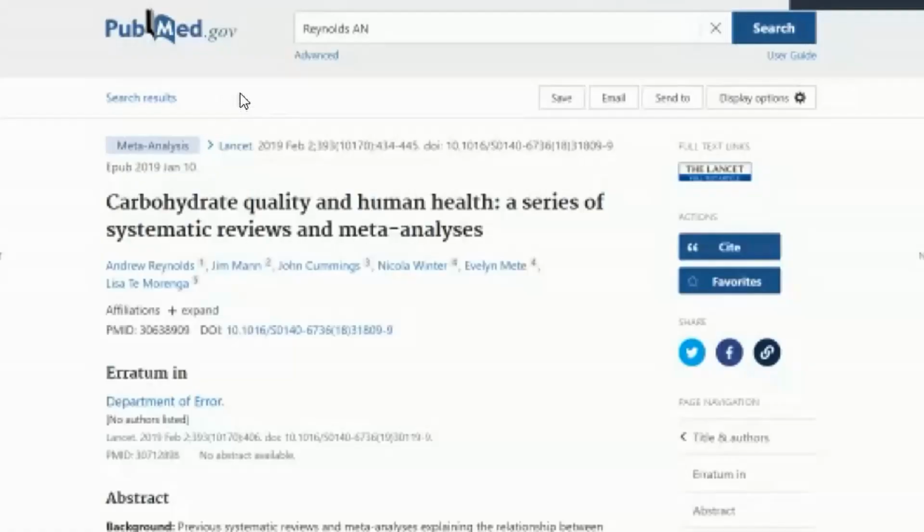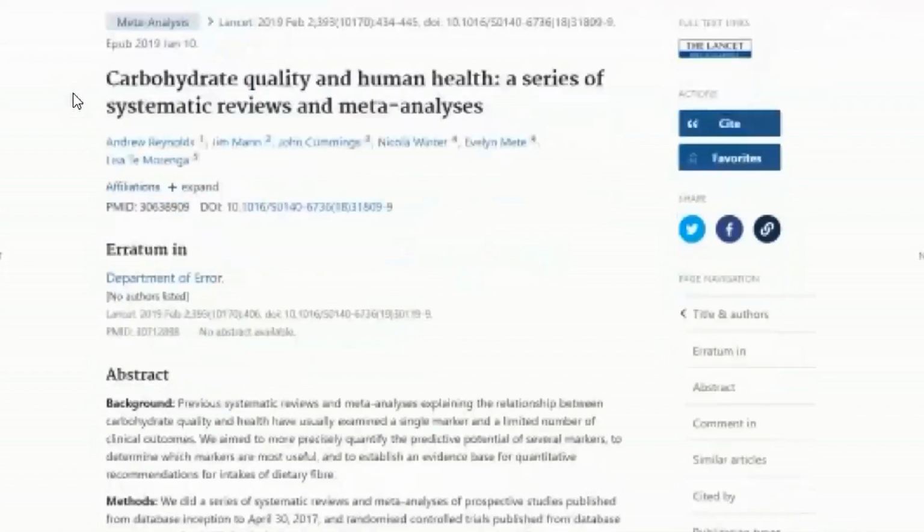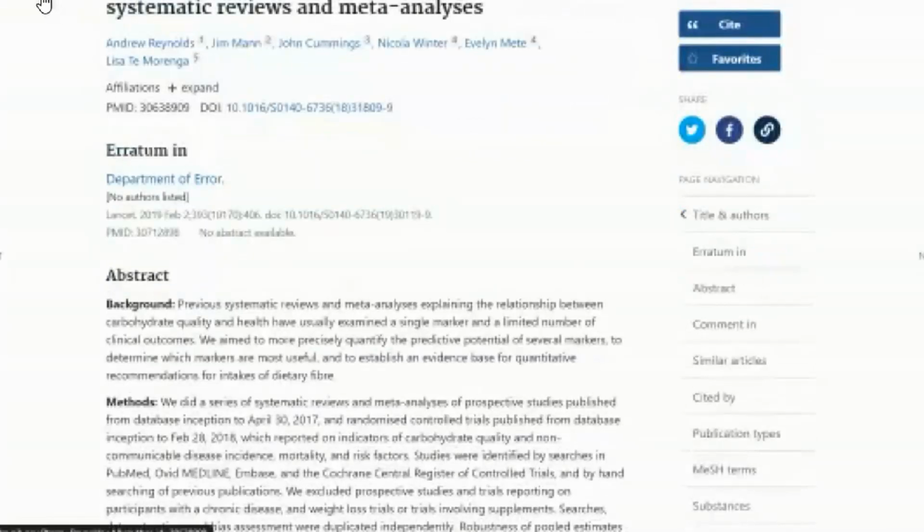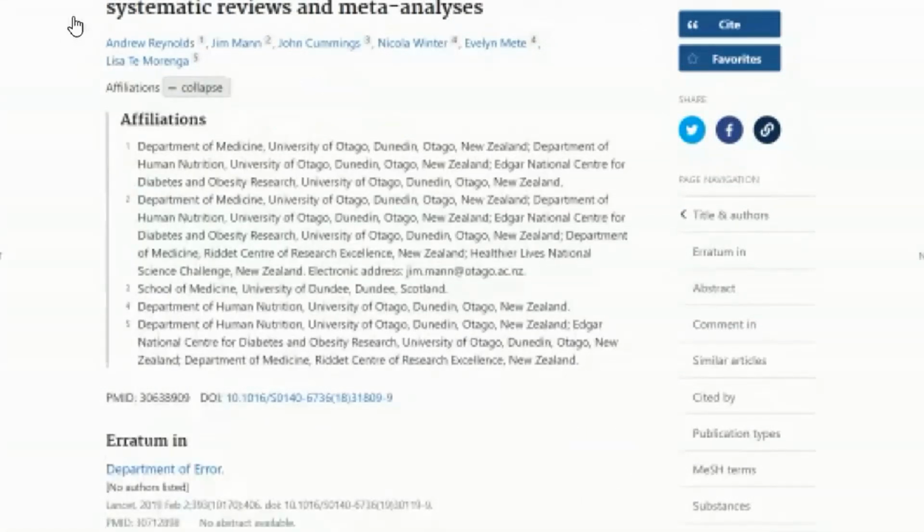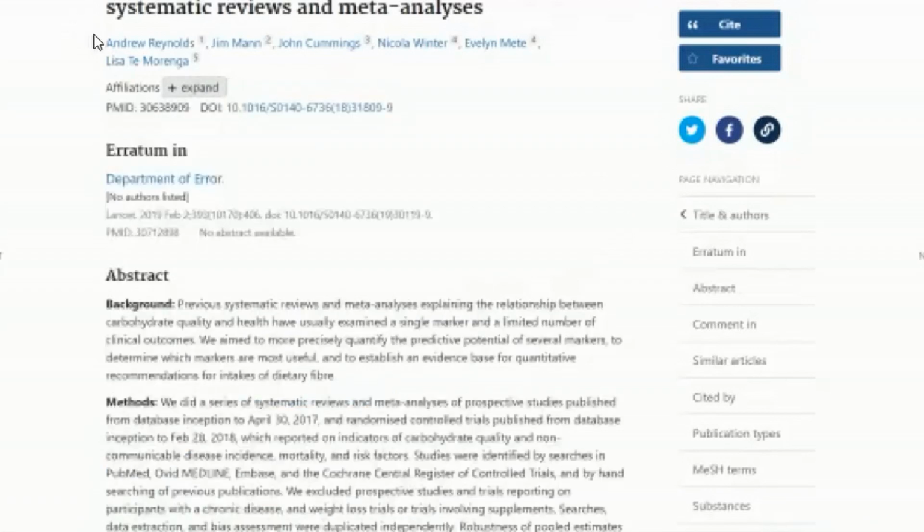So I'm going to try and show you my screen. If we look here, we can see that it's a study on carbohydrate quality, whatever that means. Series of systematic reviews and meta-analyses. So a study of studies, it's an article review sort of thing. We've got a few different people here. These are just the authors, and affiliations. This is going to be universities and anything related to that. Usually a lot of research centers.